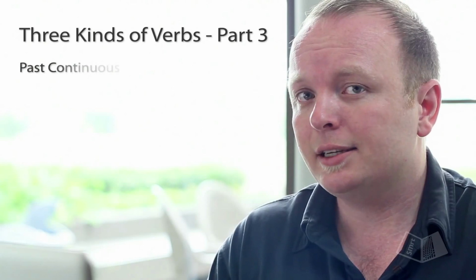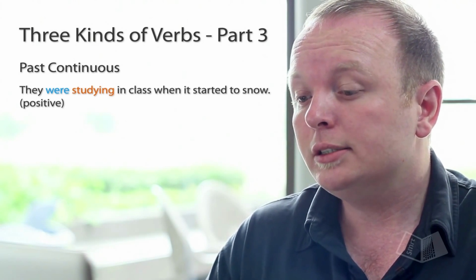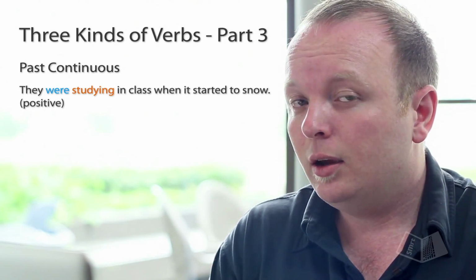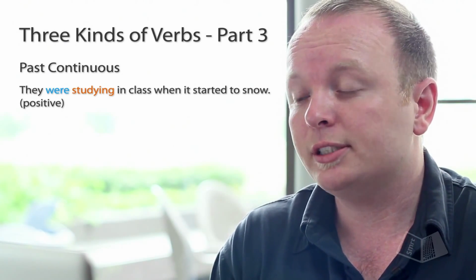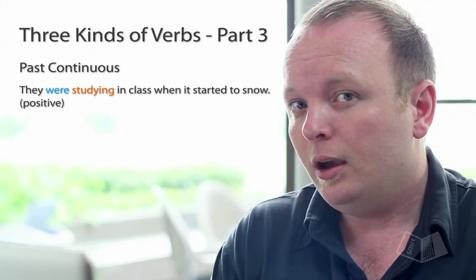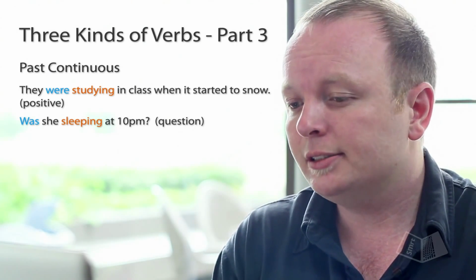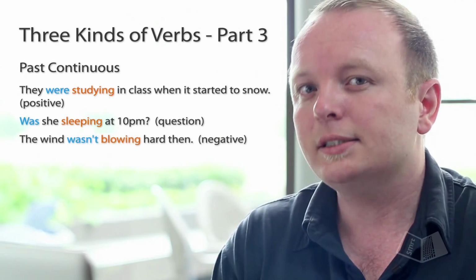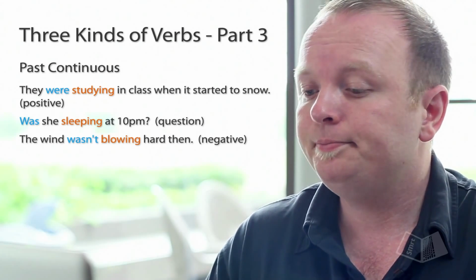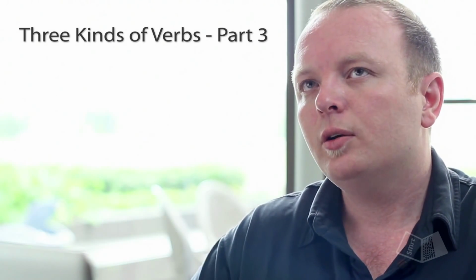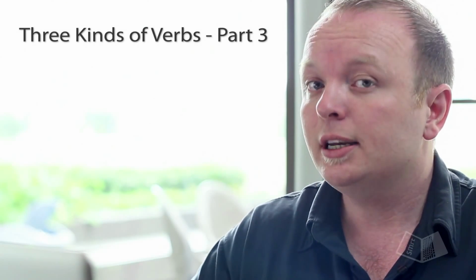Now, let's look at some past continuous sentences. They were, so be, they were studying in class when it started to snow. This is a positive sentence. We need be with continuous sentences. A question, was she sleeping at 10 p.m.? And a negative sentence, the wind wasn't blowing then. Or excuse me, it wasn't blowing hard then. So the first reason we need be as an auxiliary verb is with continuous tenses.